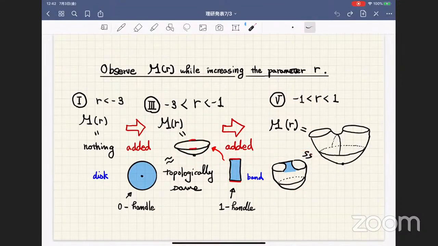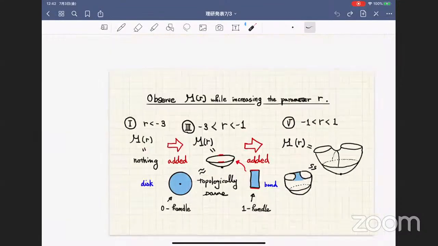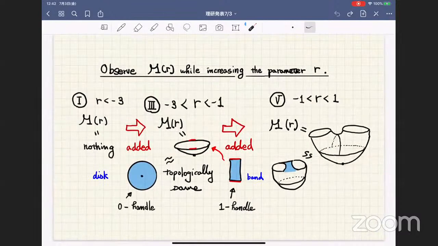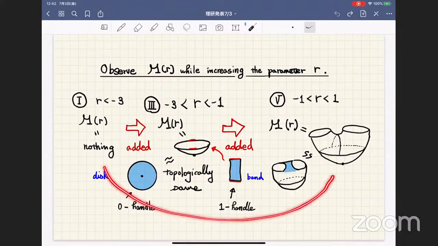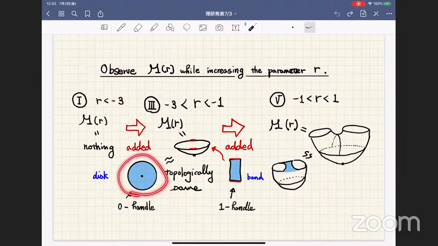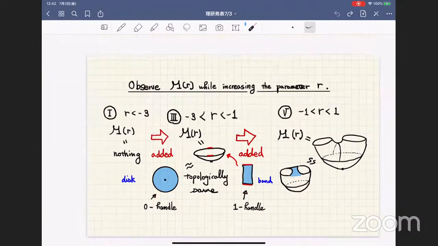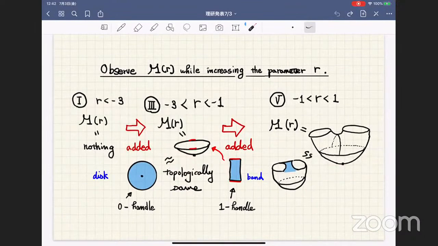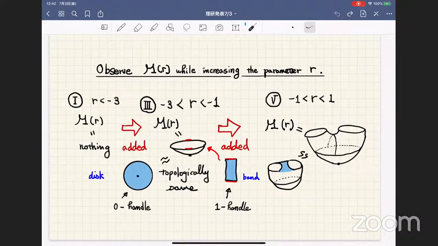So this is called a handle in Morse theory. As a conclusion, we can see that this deformation can be obtained by pasting these elementary parts. So this is the main idea of Morse theory.